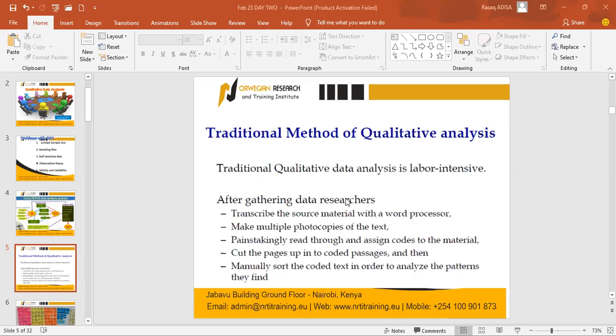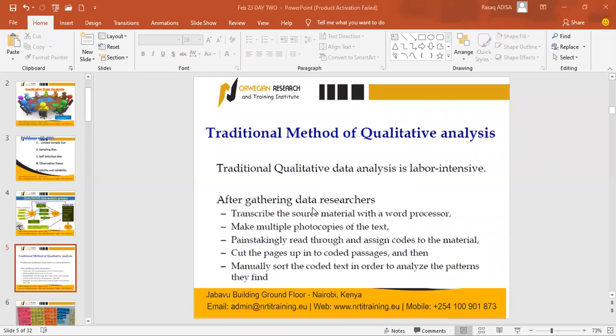For instance, when we talk about the traditional method, we are talking about a kind of analysis that is very laborious, very labor intensive. It is labor intensive in the sense that it takes a lot of energy, a lot of carefulness, a lot of accuracy not to miss some data.